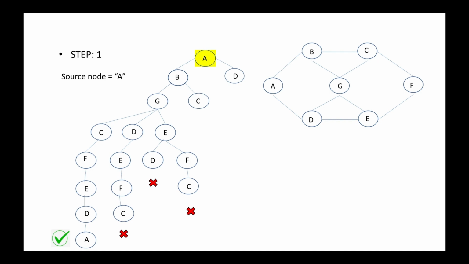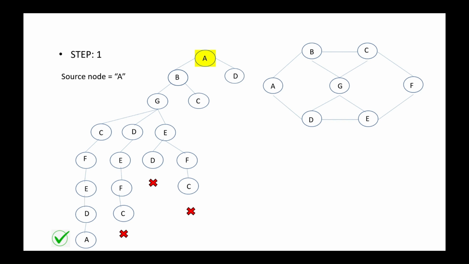Let us consider B. For B, there are three adjacent vertices. One is A, another one is G, and another one is C. A is already visited, so we didn't write it. We write G and C. For G, there are four adjacent vertices. One is B, then C, D, and E. B is already visited, so we didn't write it. We write D, C, and E.